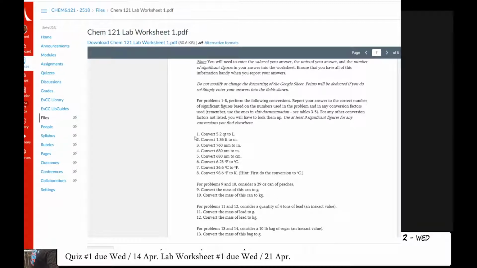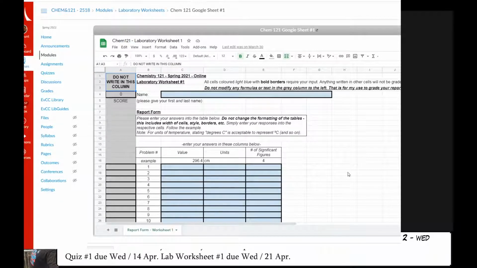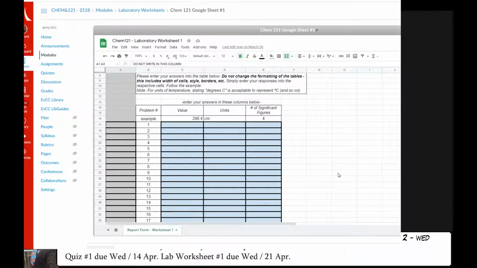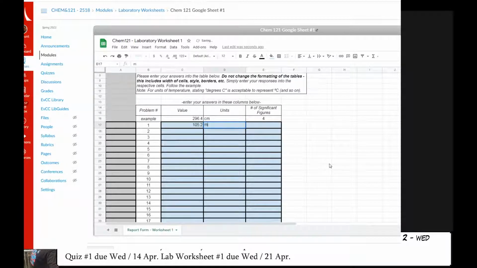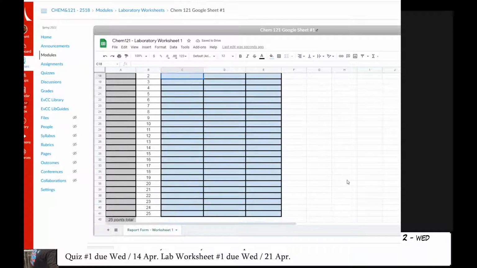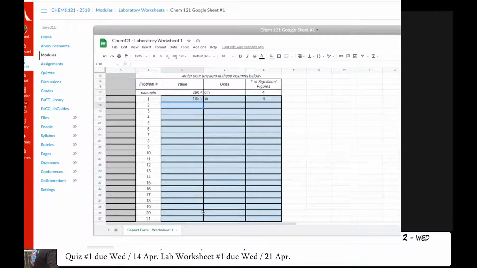Now, once you have the answer to the question, so 5.2 quarts to liters, you're going to do that calculation on your own. You're then going to enter the result into this table. So, for example, if you thought that the answer was 105.2 meters, you would write that, and then you would enter in the number of significant figures in the number that you wrote. So I wrote 105.2, so there are 4 sig figs in that. So that would be the answer that I would report. And then I'm going to do that for all of these problems. It's 1 point each problem, okay?